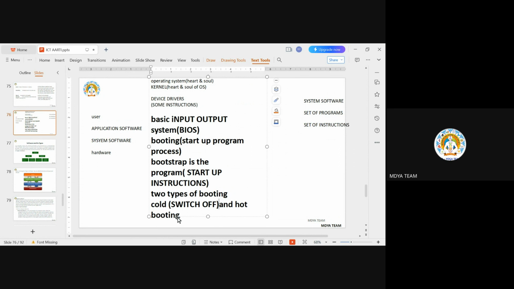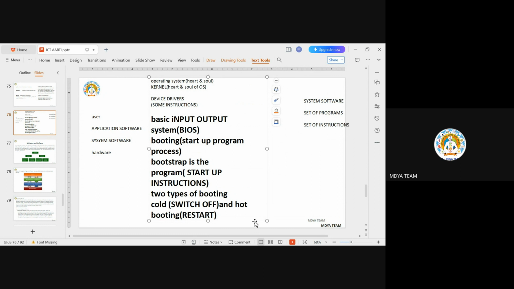And hot booting is when you restart your computer. When you restart your computer, a booting process is also run in the computer. That is called hot booting. When your computer is switched off and you switch it on, the booting program runs in your computer, and that is called cold booting.